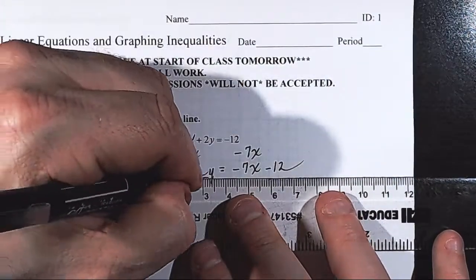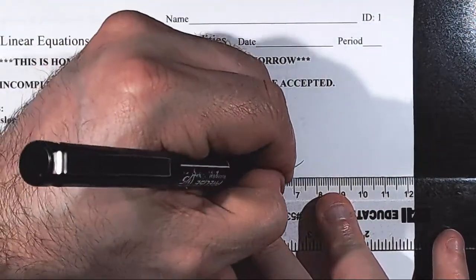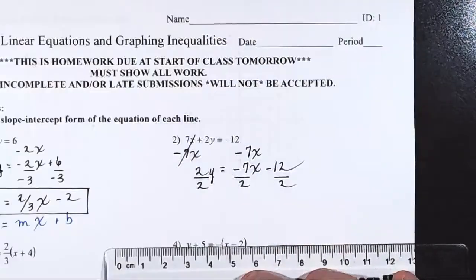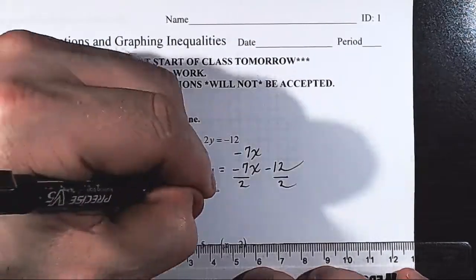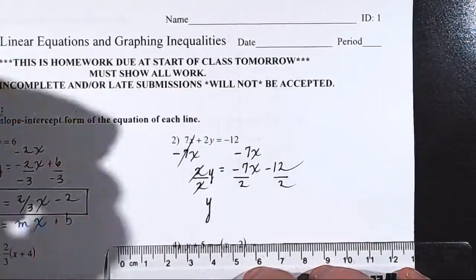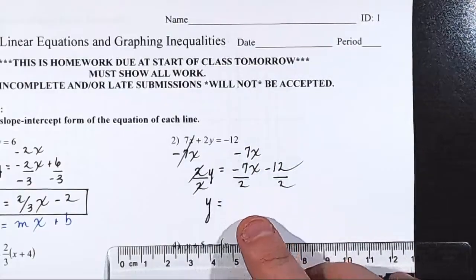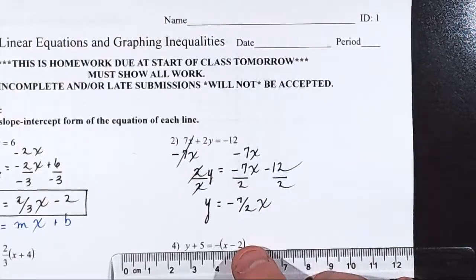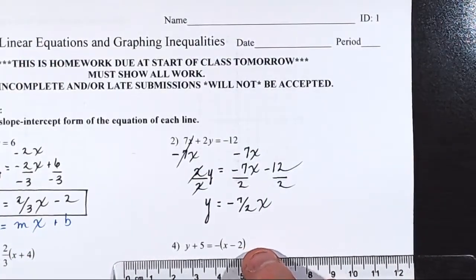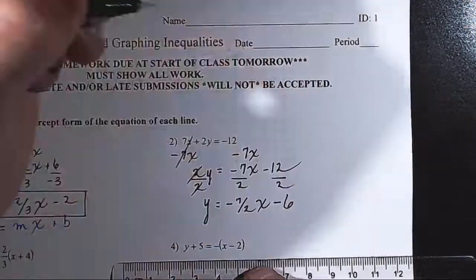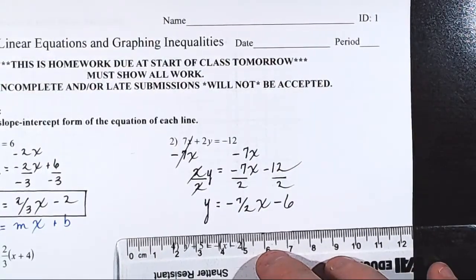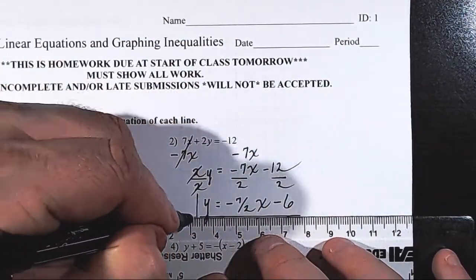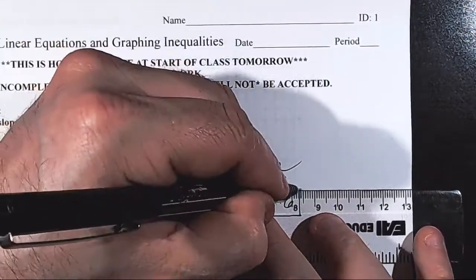And then divide each term by 2 in order to get y by itself. The 2's cancel out on the left, and you have, again, achieved y equals, you have negative 7 over 2 x. Negative 12 divided by 2 is negative 6. And so you have y equals negative 7/2 x minus 6. That's your answer there. Again, it's in slope-intercept form.